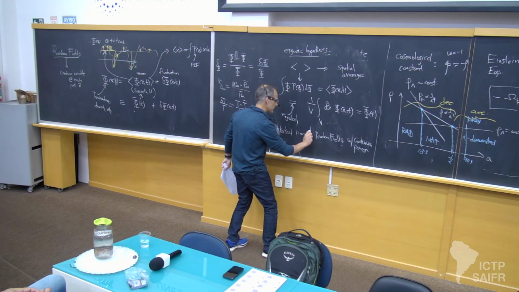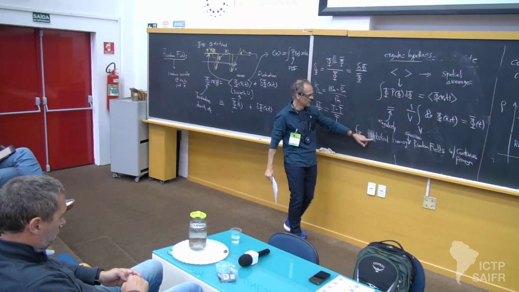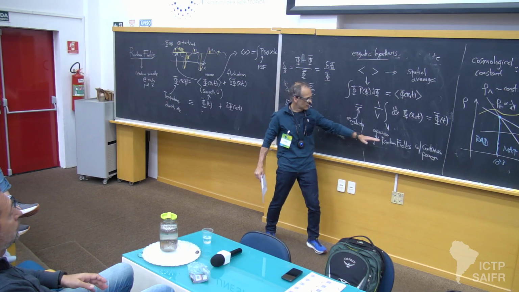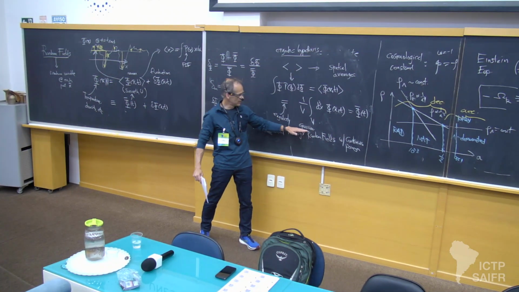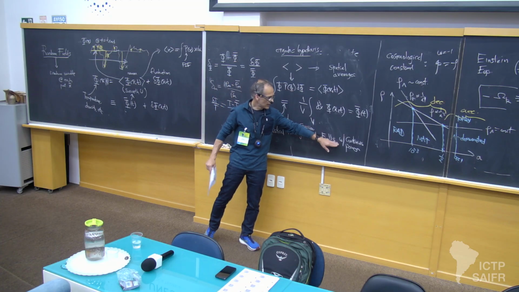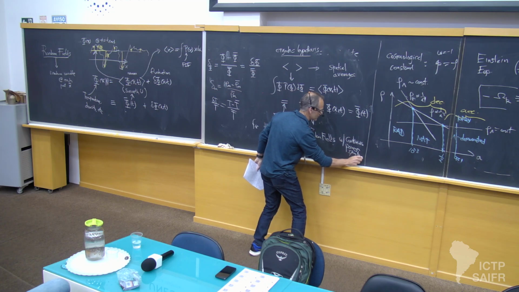Statistically homogeneous Gaussian random fields. Okay, so we defined what homogeneous is. We didn't define what statistically homogeneous is, which I'll do in a second. We defined what a random field is. I didn't define what a Gaussian random field is. I will do it in a second. And I didn't define yet what the power spectrum is, but I'll define it in a second, okay?